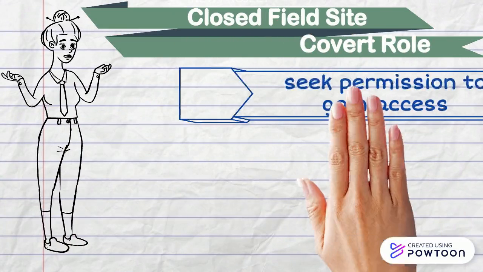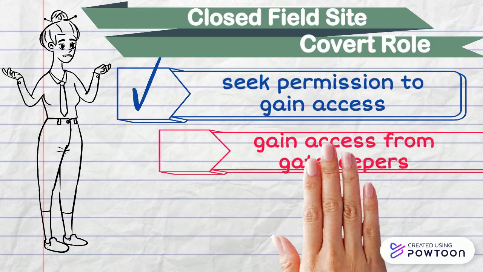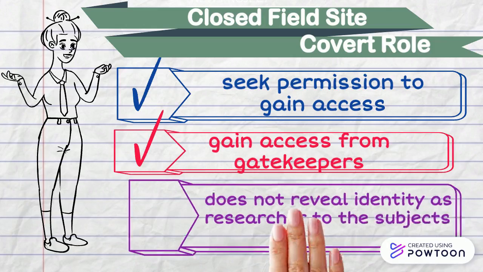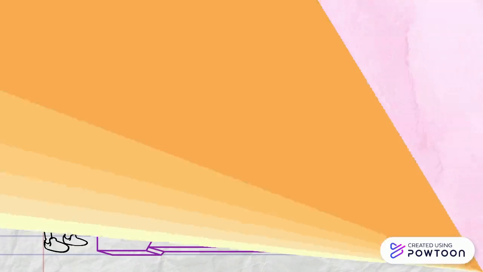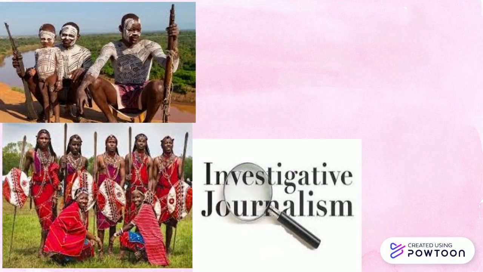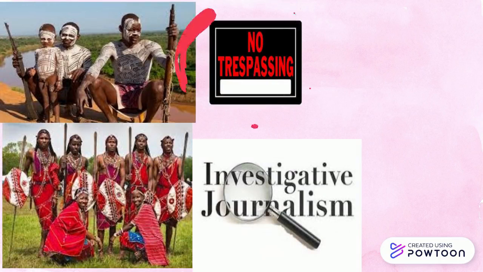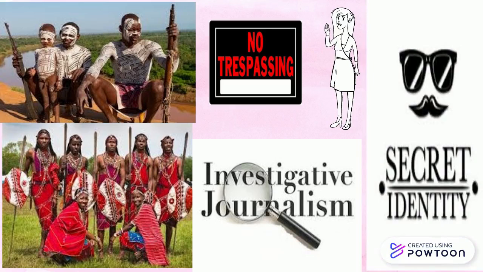The ethnographer seeks permission to gain access on a closed field site and gain access from gatekeepers, but does not reveal identity as a researcher to the subjects. An example of this study are tribal communities and investigative journalism. Access to its gatekeepers are obligatory and participant observation is done while hiding your identity as a researcher.